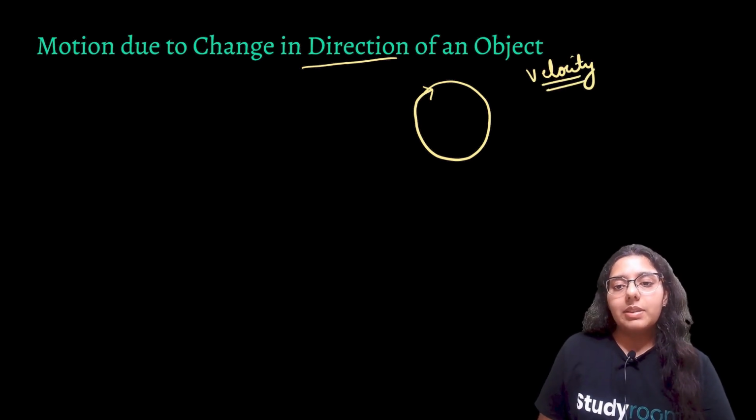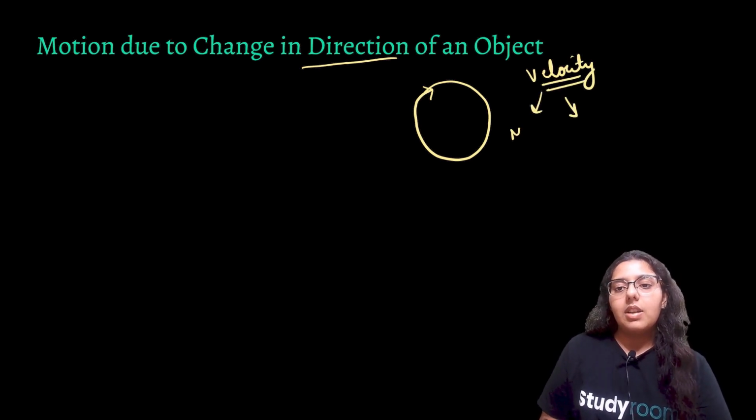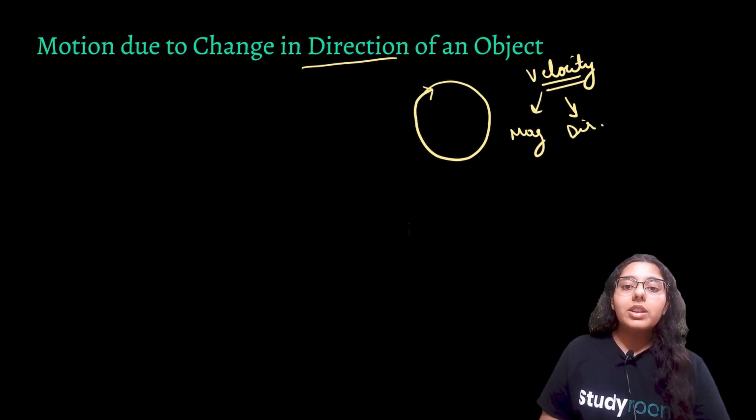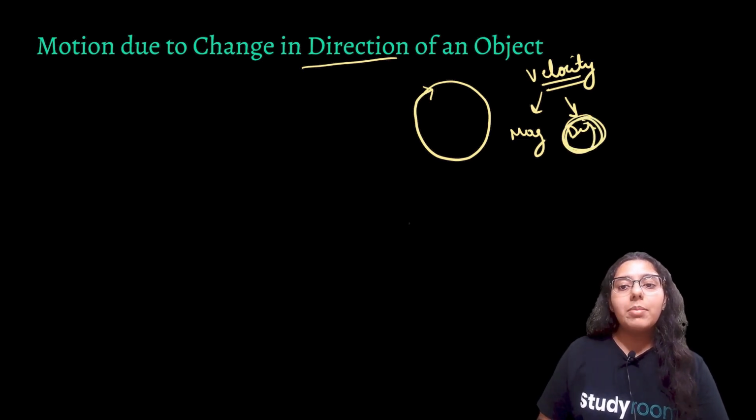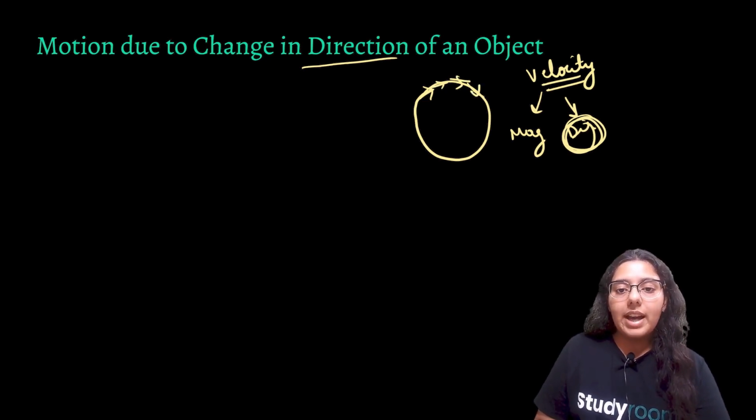In a circular motion, you go here, then here, then here, then here, right? So your direction is changing at every instant. So circular motion is a motion in which your velocity is changing every moment, okay? We say that when the velocity of an object changes, the object is accelerating, right?